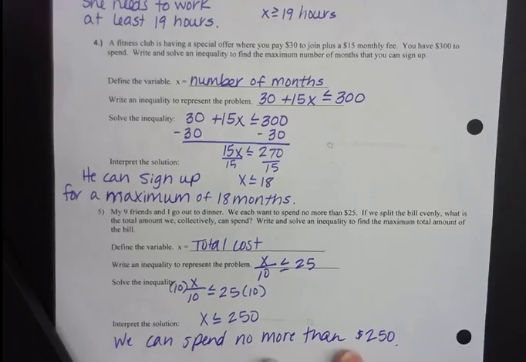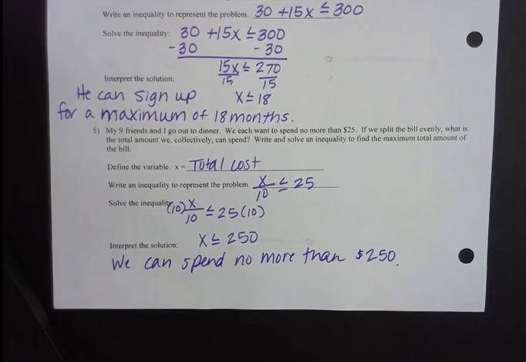Okay, moving down to number 5. Number 5 is a tricky one, and I will tell you this, there's not one like this on your quiz, so I wouldn't worry about it too much. It might show up on your unit test, but we'll talk about it more when we get to that.